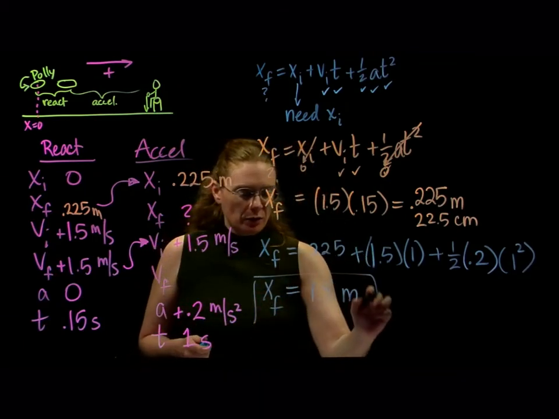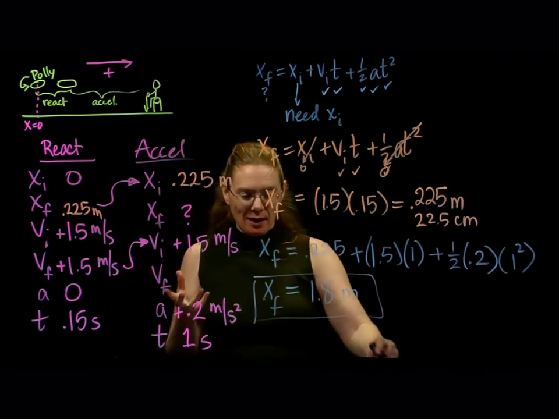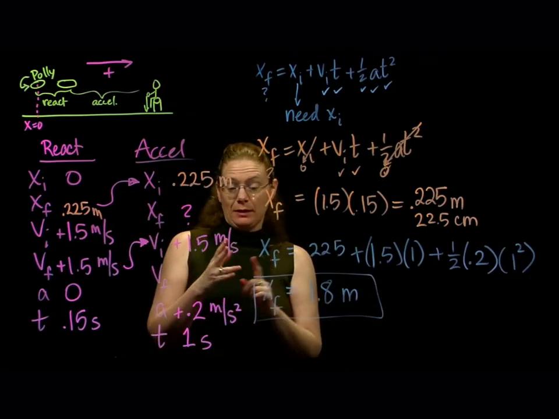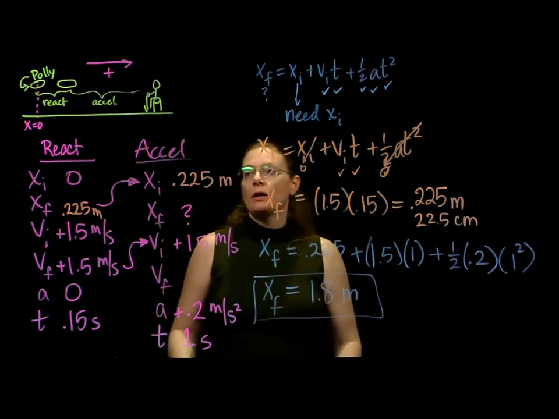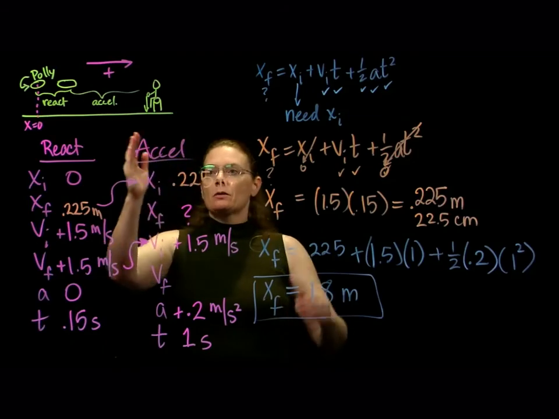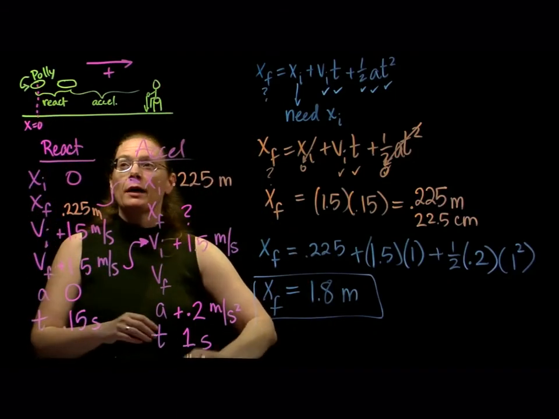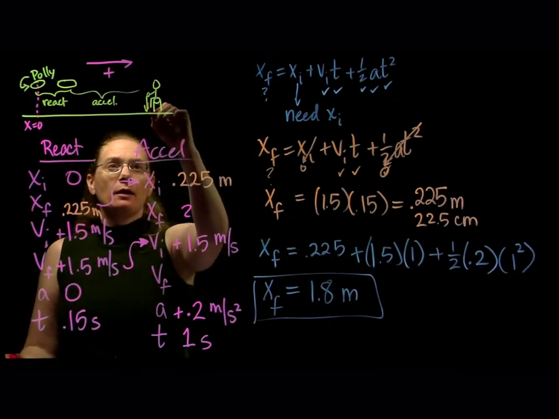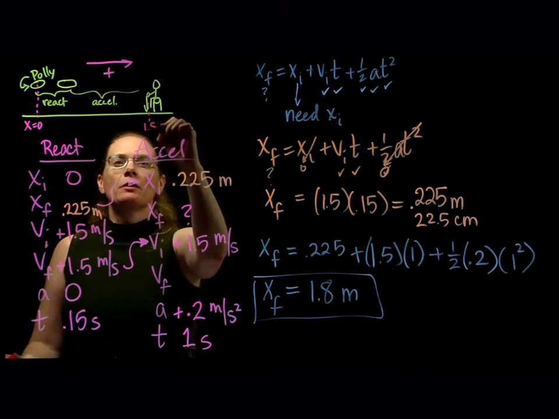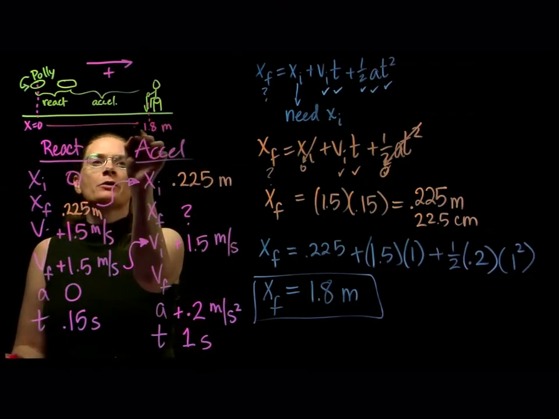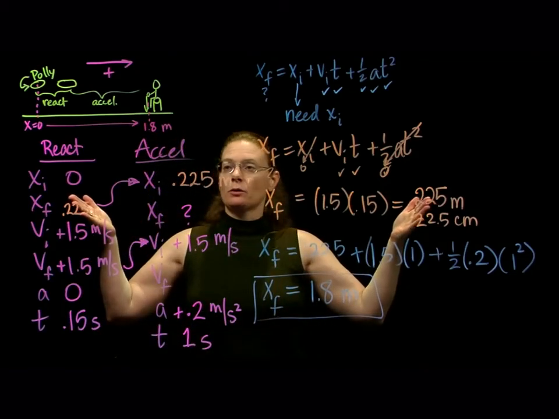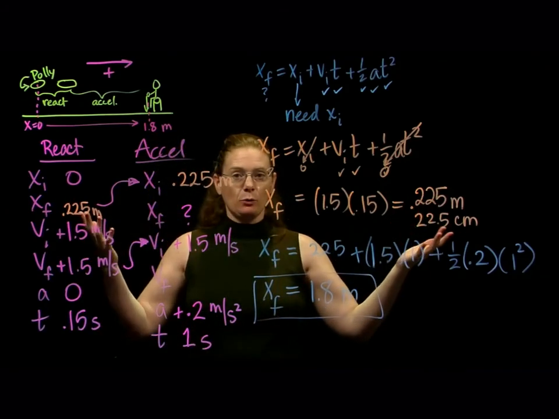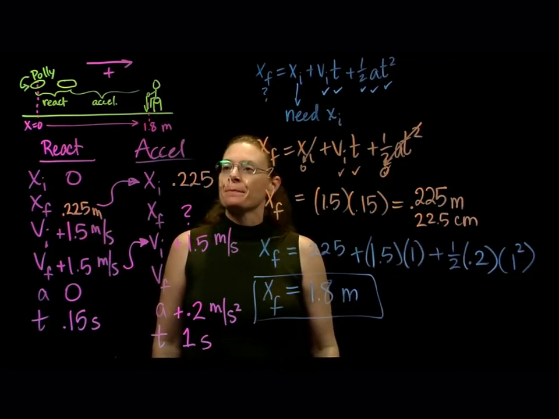And before you just walk away, always stop and say, did I answer the question? Is it reasonable? What was the question? How far was she from the bread when the pirate dropped the bread? So we now know that x final, this right here, is 1.8 meters from our origin. So I would say we know the answer. Yeah, the distance she traveled, total distance, is 1.8 meters, so that's how far she was from the bread when he dropped it. So we did answer it.